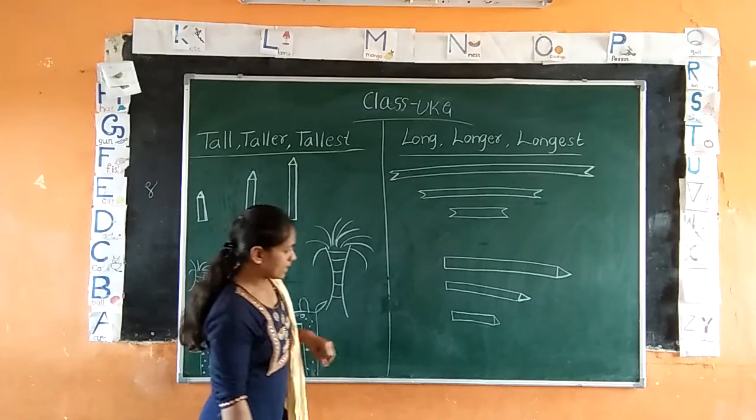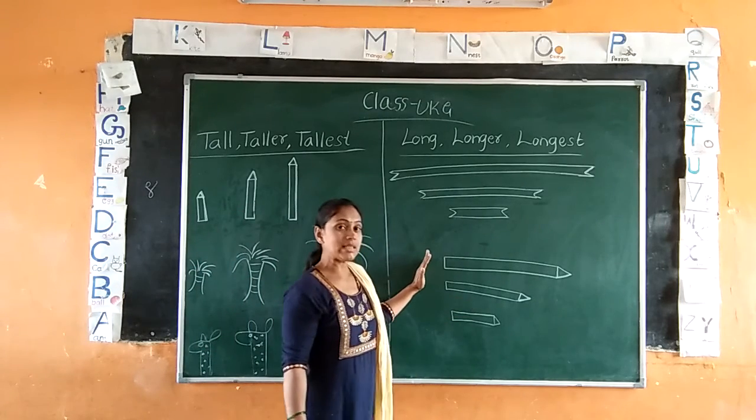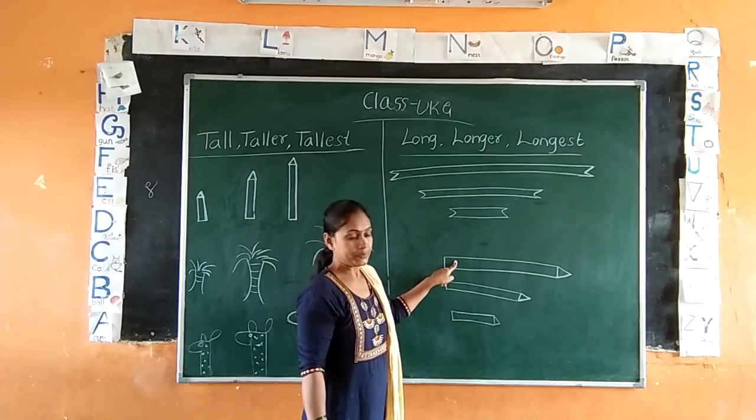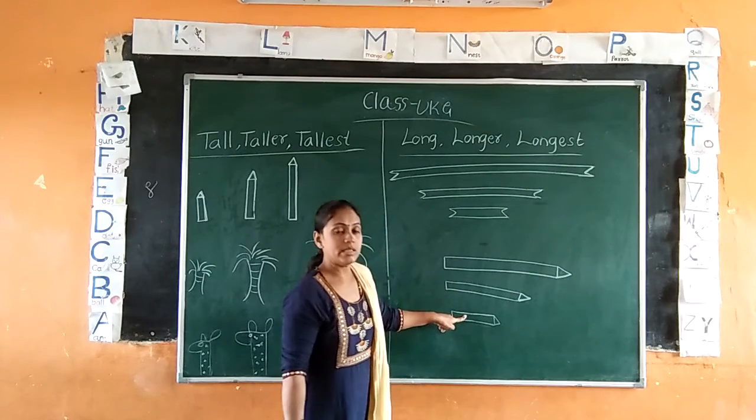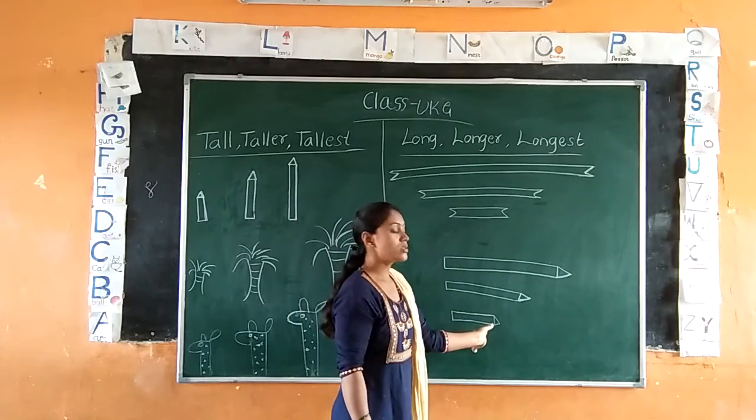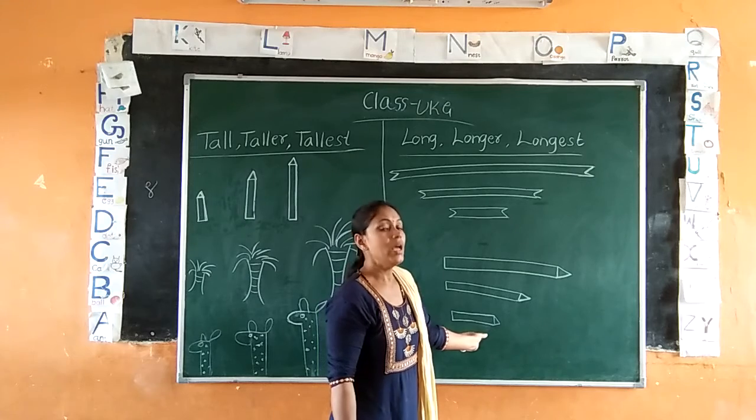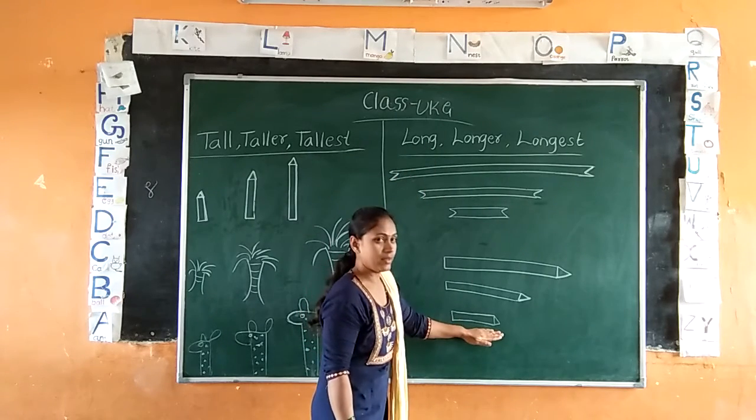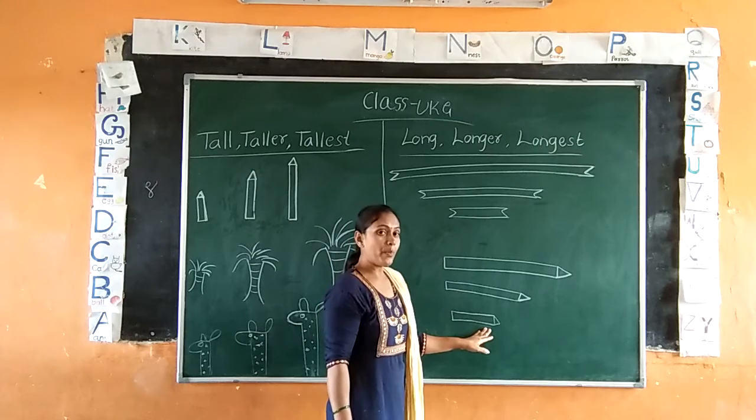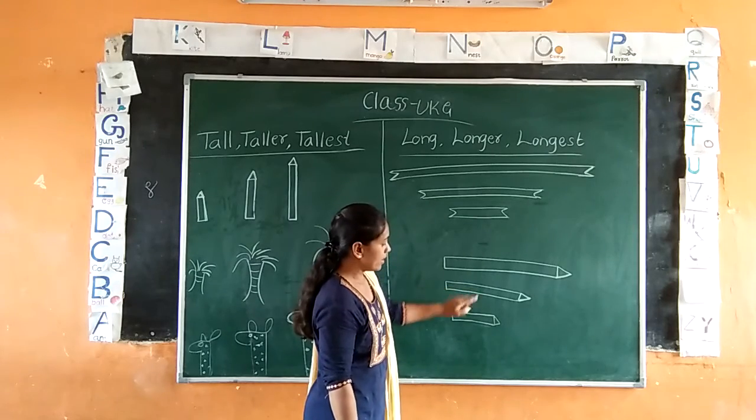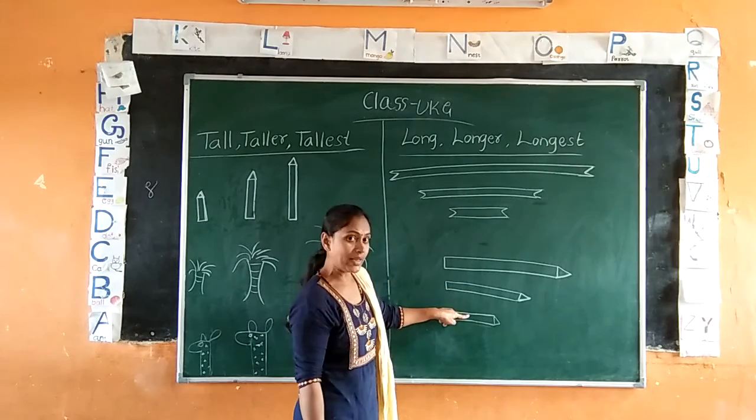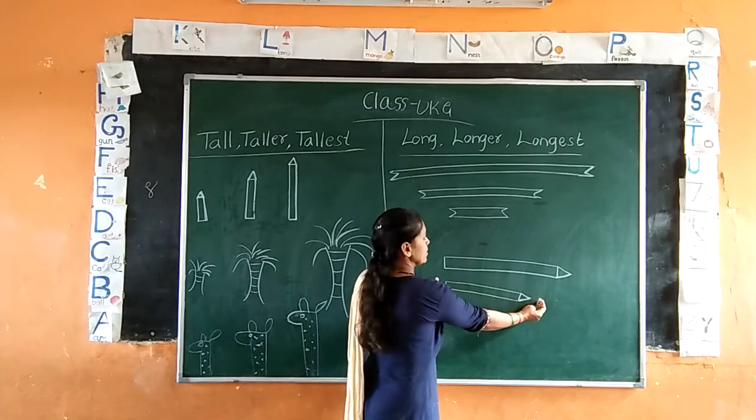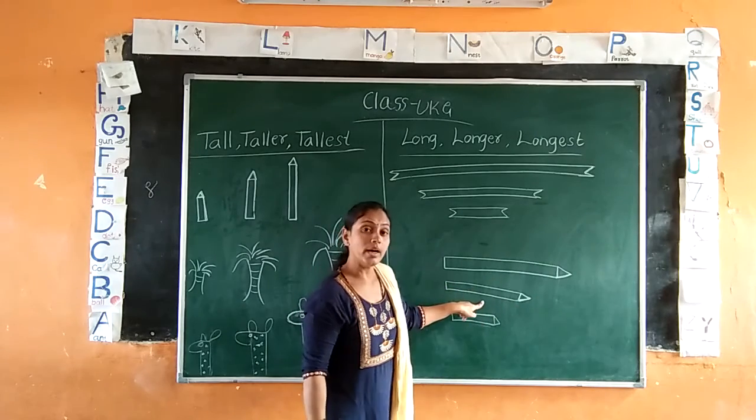Okay. Next example, some pencils you are seeing here. Three pencils. 1, 2, 3. The first pencil is small. So this is a long pencil. L-O-N-G. Long pencil. Next one, compared to this long pencil, the second one is a little bit big size. So this is longer.